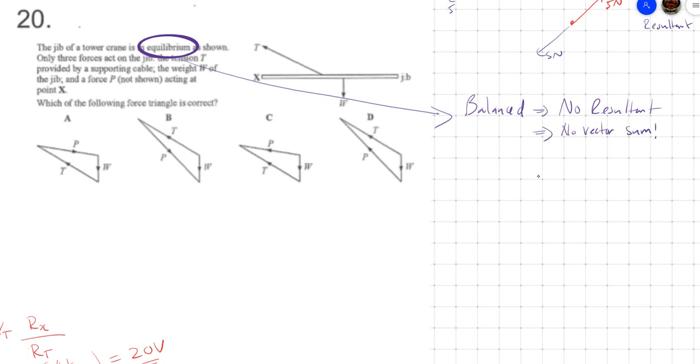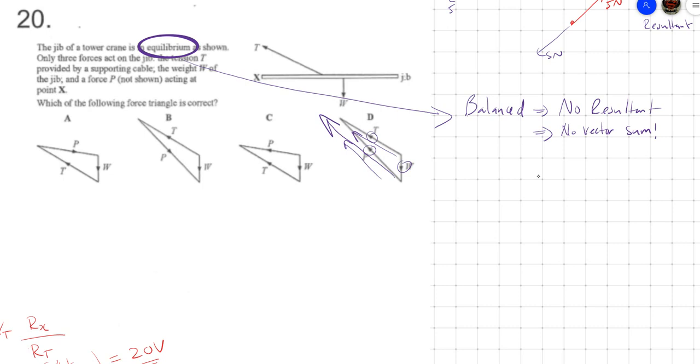Now you can see that the weight is going down, and you have your tension here. You need to be careful where you put things. Now look at this one here. The weight is going down. P is going this way and T is going this way. So P is pushing this way and T is pulling this way. So you are going to have a resultant force in this direction. So it can't be this one.